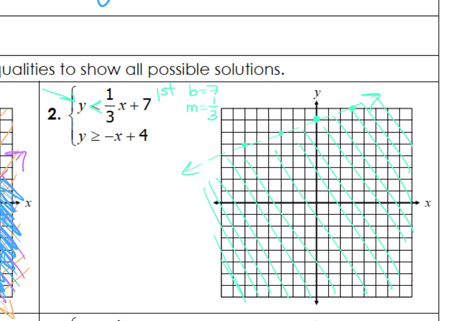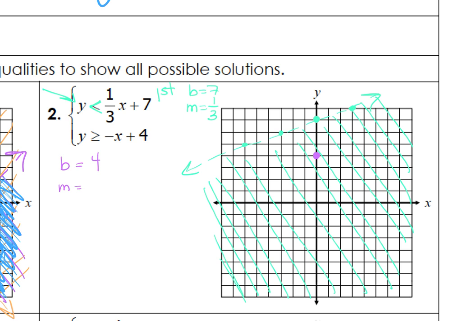Okay, next line. Start with your y-intercept and then your slope. What is your y-intercept right now? 4. So you're going to go up 4 from 0, 0. 1, 2, 3, 4. You need your hands to write.